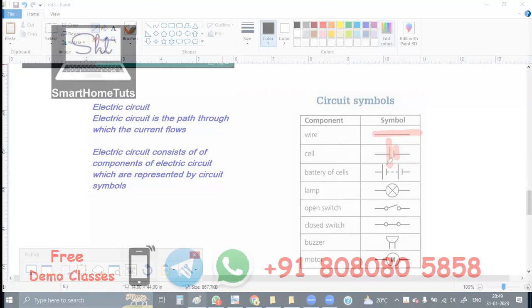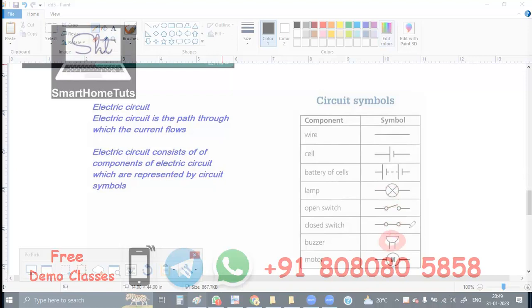When more number of cells are connected together, this dash dash dash means there can be 3, 4 or more cells connected together. So it is going to supply more current as well as more voltage. This is the symbol of lamp or an electric bulb. This is open switch. It means the current cannot flow through this part of the circuit. And this is closed switch. It means the current is flowing through that part of the circuit.